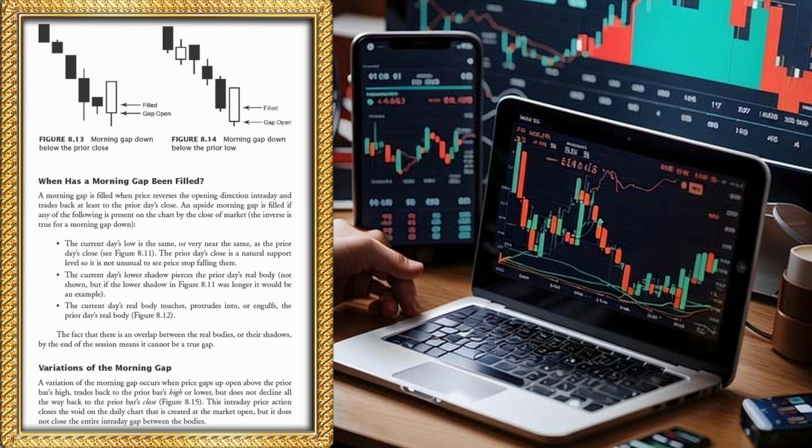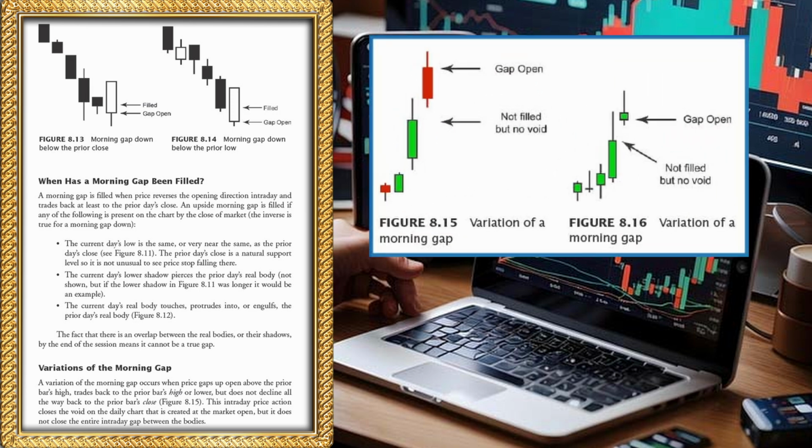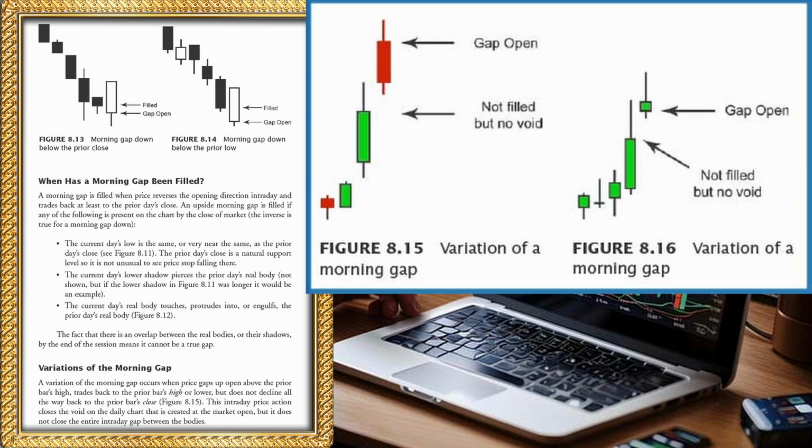Variations of the morning gap. A variation of the morning gap occurs when price gaps up open above the prior bar's high, trades back to the prior bar's high or lower, but does not decline all the way back to the prior bar's close. Figure 8.15. This intraday price action closes the void on the daily chart that is created at the market open, but it does not close the entire intraday gap between the bodies.